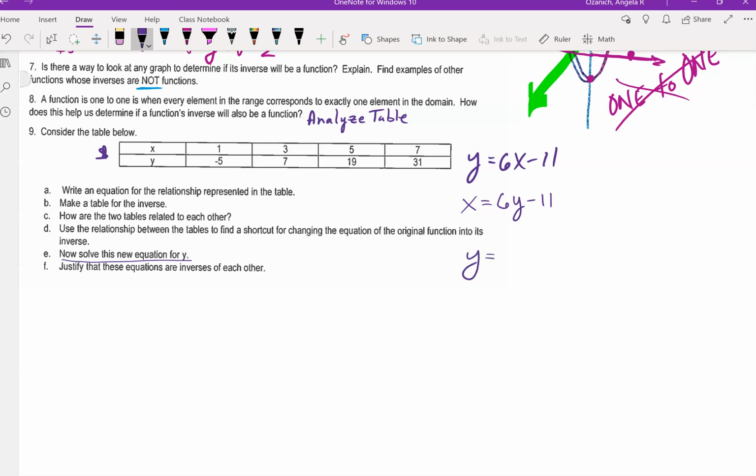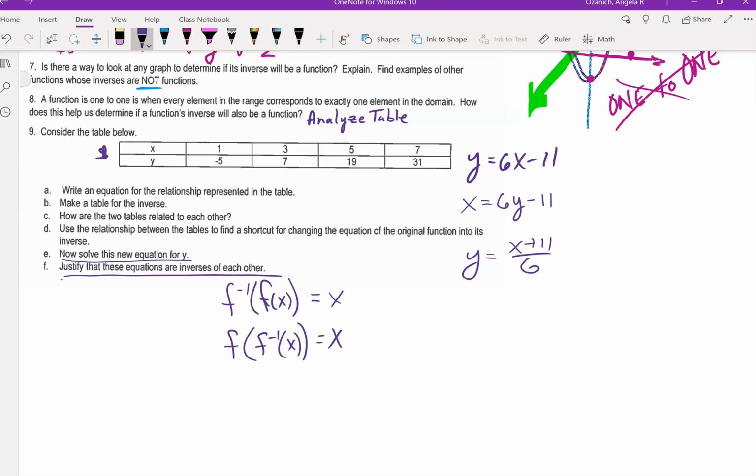So on this one, we're going to get y is equal to x plus 11 divided by 6. And then we would justify by, and I'm going to see if I can keep recording here just for one more minute, by seeing if f inverse of f of x is equal to x, and if f of f inverse is also equal to x. So that would be a way to justify your solution.